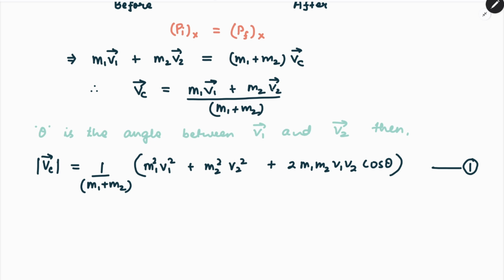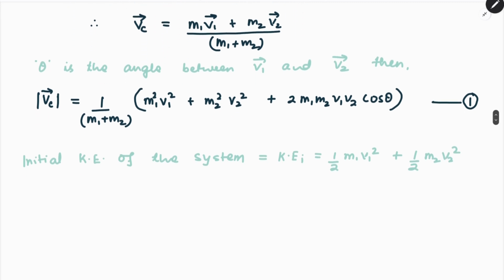Now we go ahead to write the initial kinetic energy of the system. We write the initial kinetic energy as half m1 v1 square plus half m2 v2 square. We refer to this as equation A, and then we write the final kinetic energy of the system.